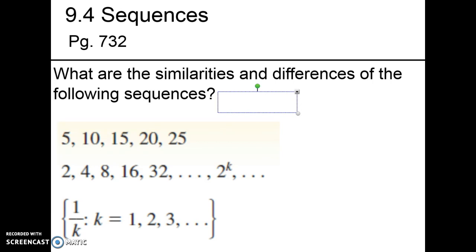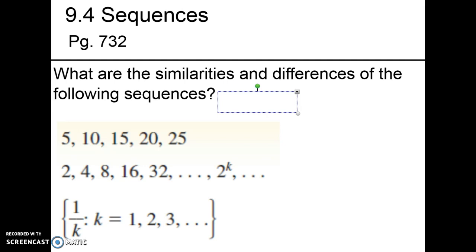If you get stuck or need some more help, you can refer to page 732 in your textbook, and it should go through some examples there that should help to supplement your notes. This is a little bit of a change from what we've been doing the last couple of days in class. We've been doing statistics and probability, and now we're switching to sequences, and then we'll be studying series in the lesson after this. So this first slide, what we're going to talk about is just these sequences of numbers.